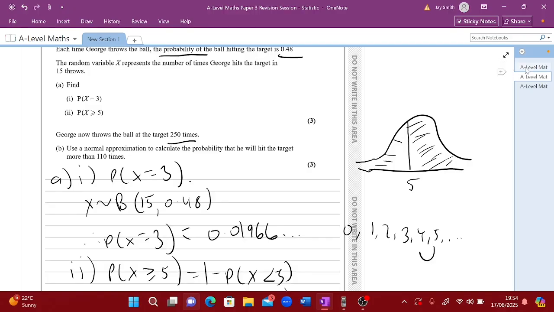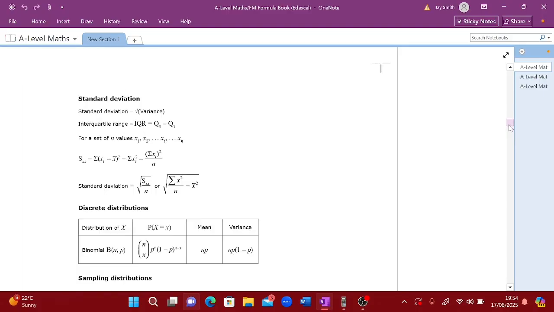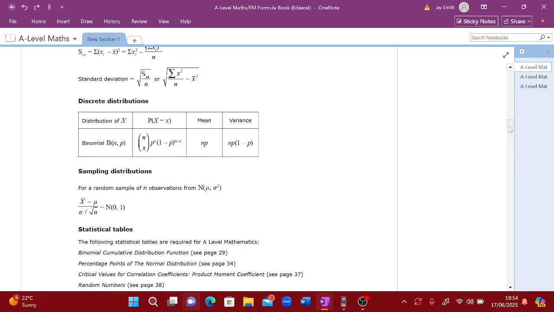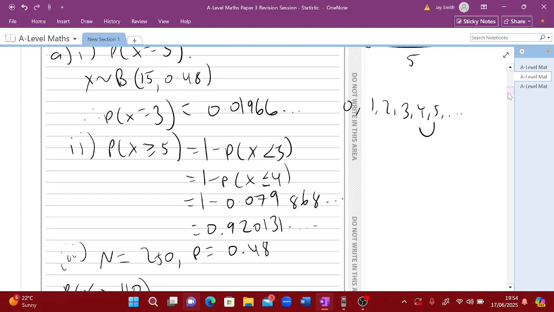But how do we approximate? I believe it might be in the formula book, but I do know what it should be anyway. Here it is. It's this here, but they're called different things. They don't call it a normal approximation, but if we look at this section here, the mean, obviously that's your mu. If you then convert a binomial, the mean of the normal approximation is np, so that's your number of trials. Oh, hang on a second.